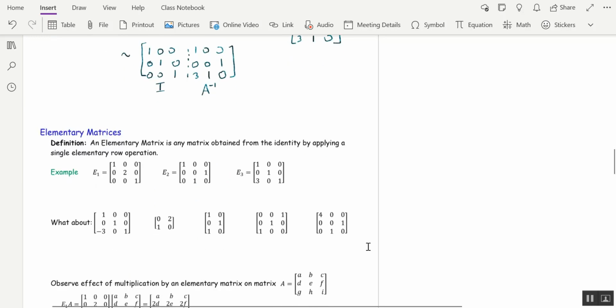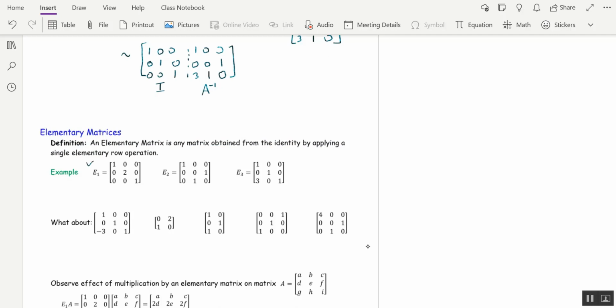Last topic, elementary matrices. Elementary matrices actually justify that algorithm we just used, but they're very interesting in their own right. So first, let's talk about the definition. An elementary matrix is a matrix you get from the identity matrix by applying one row operation, only one. So here are 3 examples.